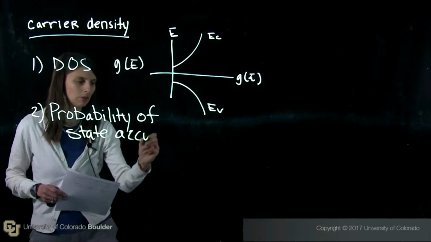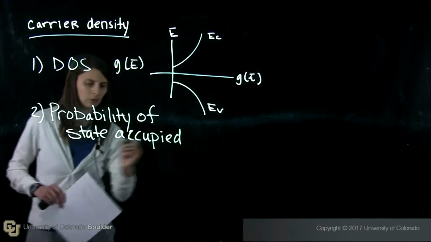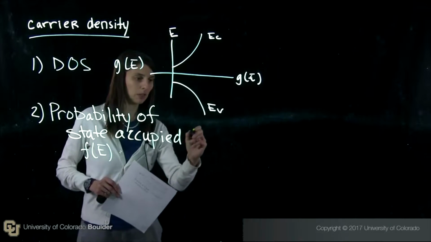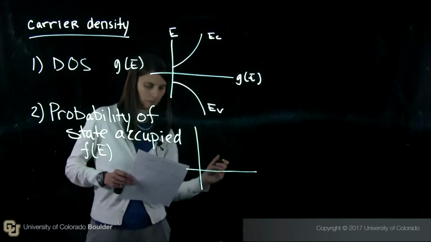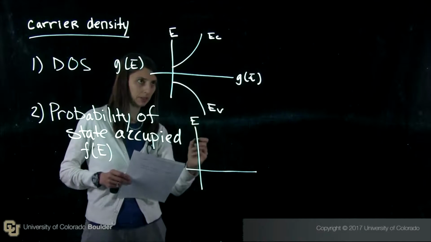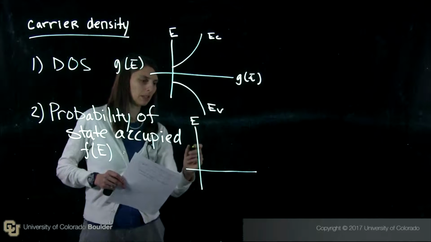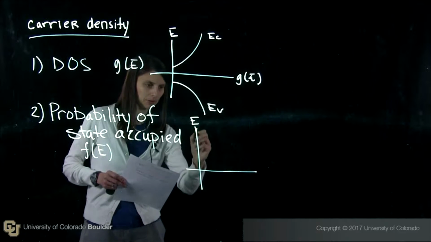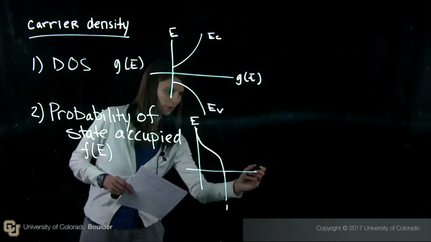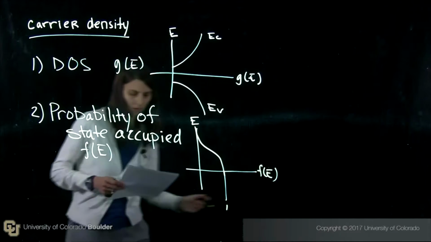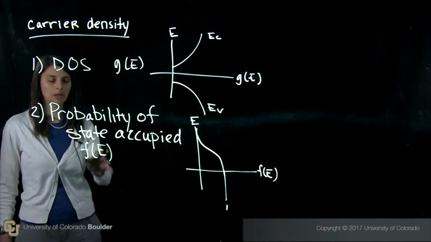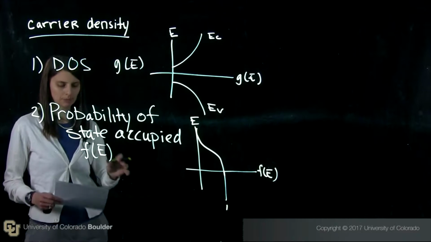And so let me draw that for you. So we notate this as f of E. And so here, what I'm drawing for you is, as a function of energy, I'm drawing f of E. So here we'll have something that looks like this, where this is 1, and so this is f of E. Okay, so we'll come back to understanding where this probability comes from and how you describe this.